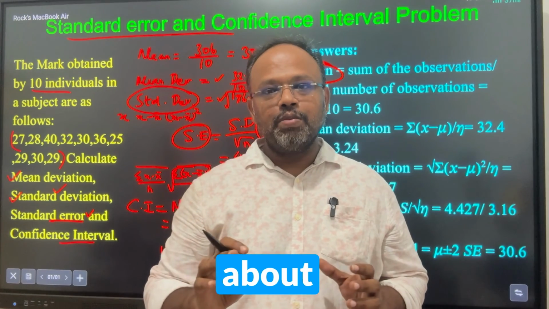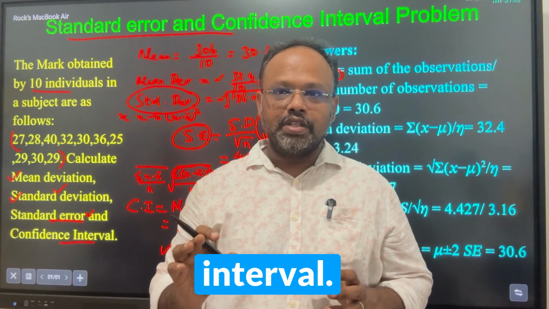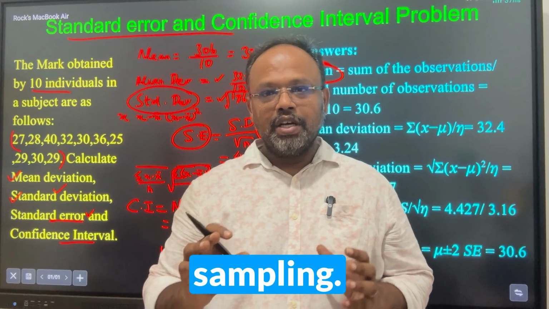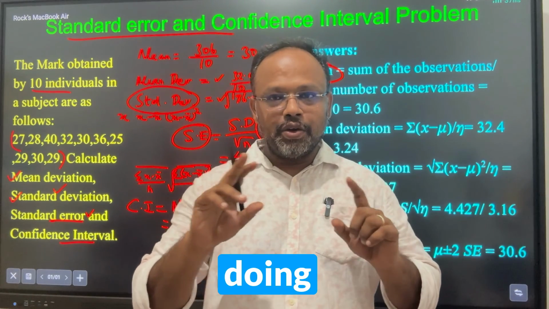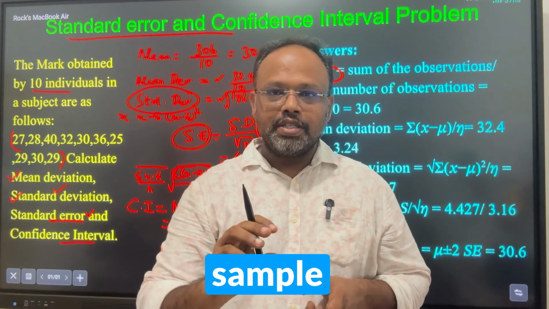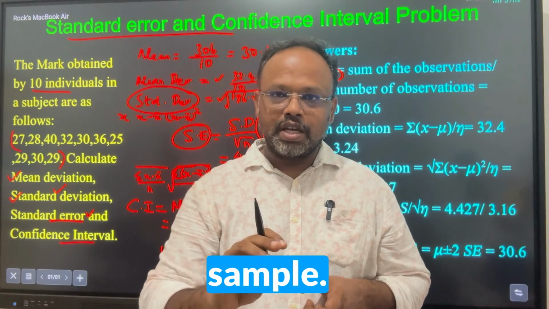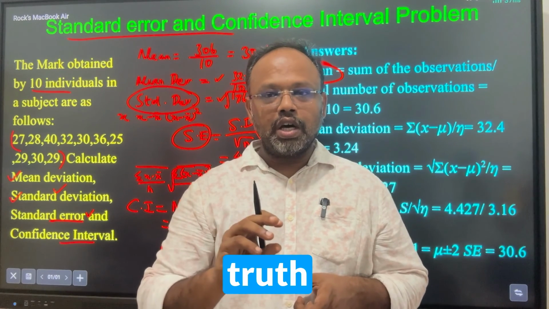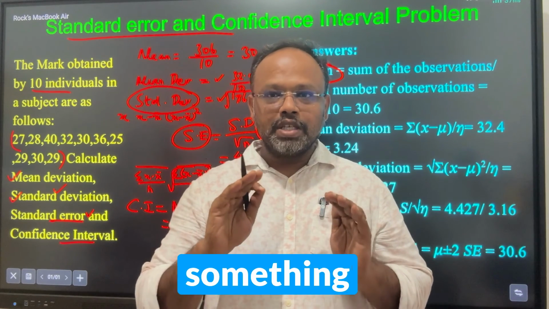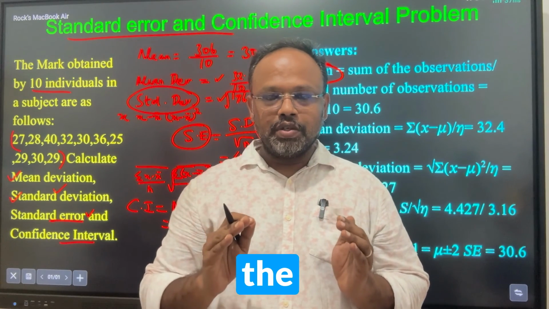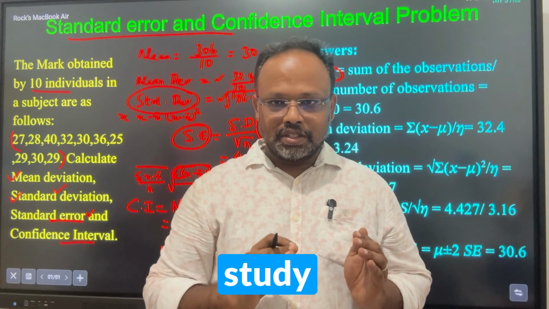Next we have seen the standard error and confidence interval. Standard error is the error which is caused due to sampling. Instead of doing the research in the entire population, we have restricted it to a sample. Because we have restricted to a sample, we may not be accurate with the results. So the truth or the actual results may be something else. So we try to match the true value with our study value.